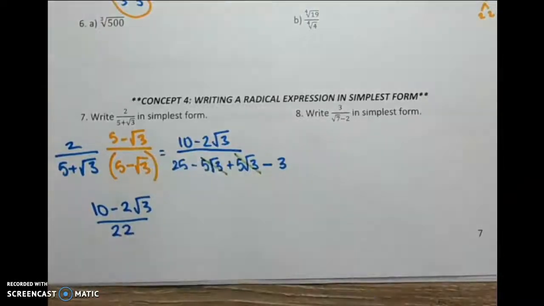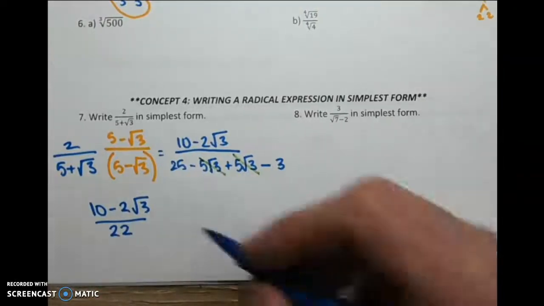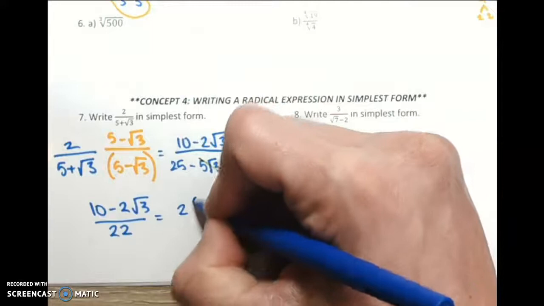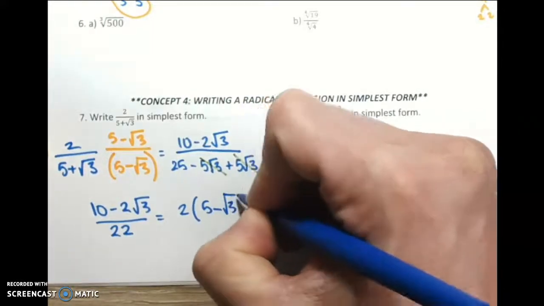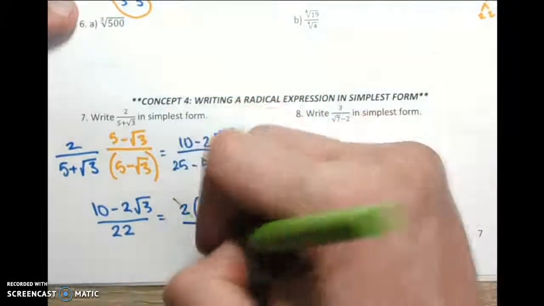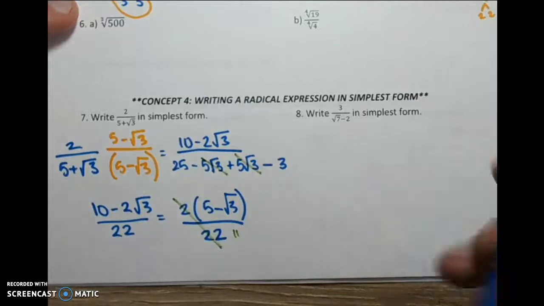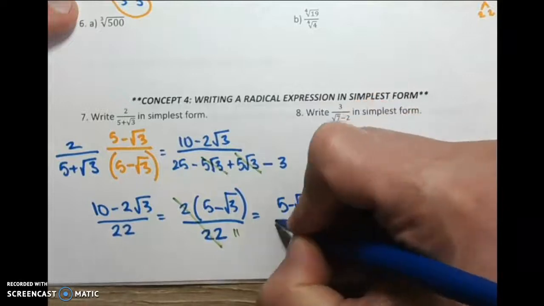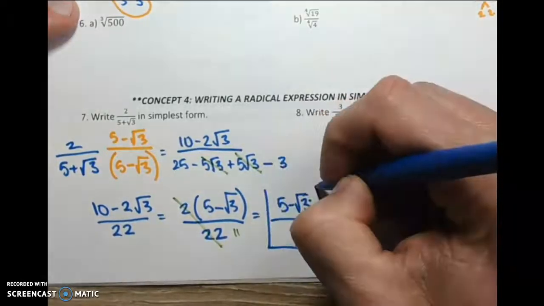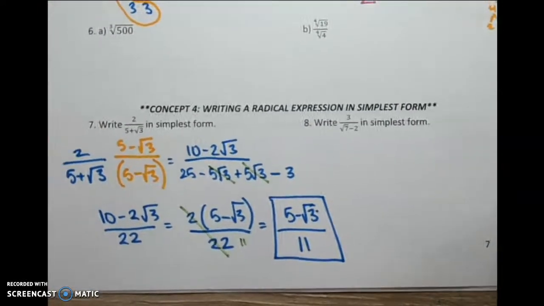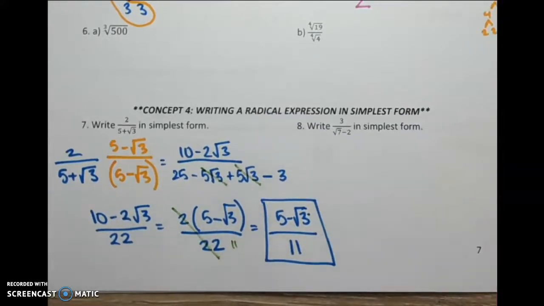So I get 10 minus 2 root 3 over 22. And I actually can simplify this even more, because I can pull out that 2, what I initially had, which I kind of wish I didn't multiply back in right now. But now I can simplify that, make that 11, and there is my final answer: 5 minus root 3, all over 11. Okay, I'm going to go ahead and stop this one, but I'll come back and show you this answer. So go ahead and give number 8 a try.